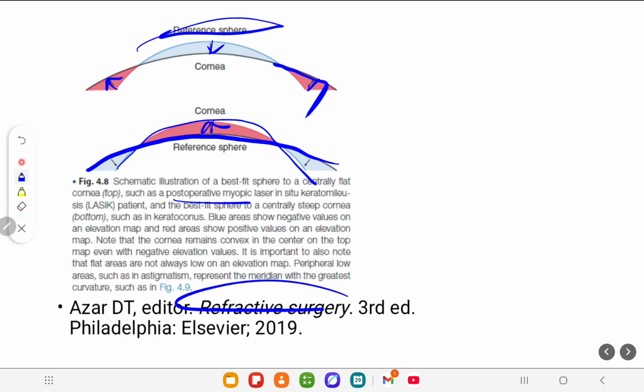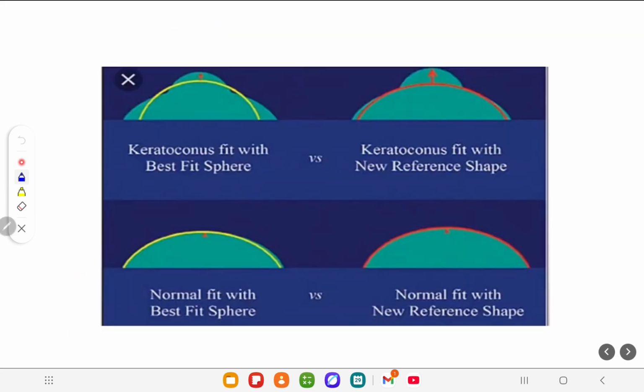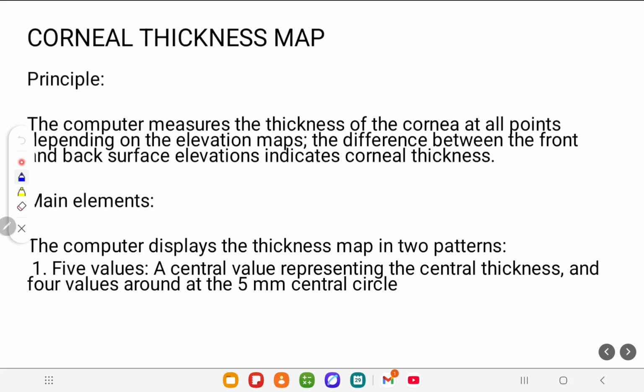This picture I have taken from this book. So basically, from the reference, if the cornea goes up, then it's elevated. If the cornea goes down from the reference, then it's depressed and shown accordingly. The basic concept is this: if yellow is the reference line, then this is positive. This is again positive. This is perfectly fit, and this is again perfectly fit. So this is an elevation map. The elevation map is very important. I will make one video on diagnosing keratoconus with topography, and we will discuss it there.